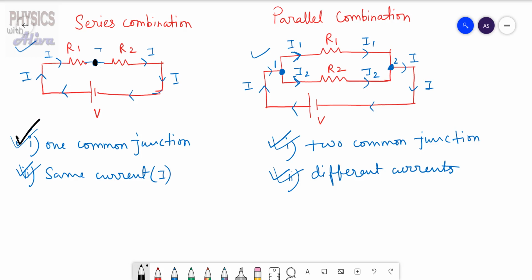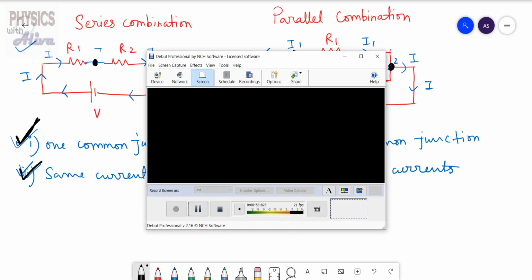And when different currents are flowing through the resistors and two common junctions are there, then the combination is known as parallel combination. So the two main features of the series combination are one common junction and the same current flowing through them, and for parallel combination there will be two common junctions and different currents flowing through them. Okay, now come to the problem.